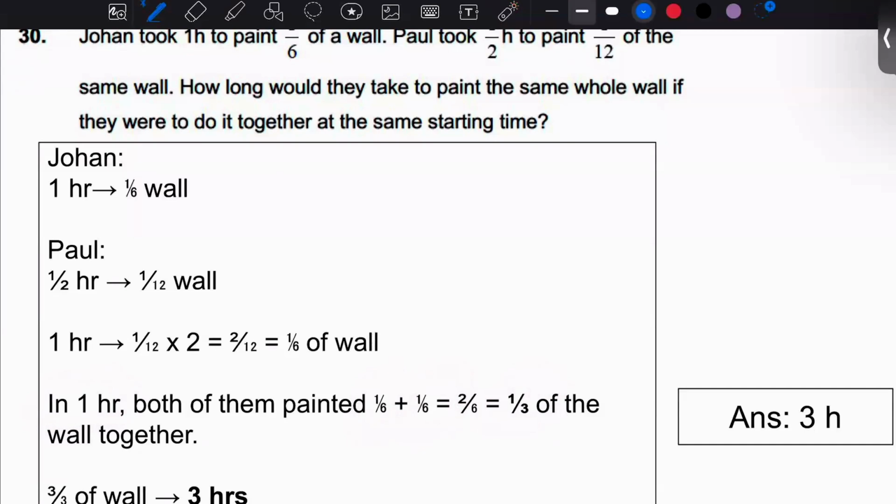So if 1/3 of the wall is 1 hour, therefore to get 3/3 of the wall, you have to times 3, right? So you get 3 hours. So this is your final answer. Okay. All right.